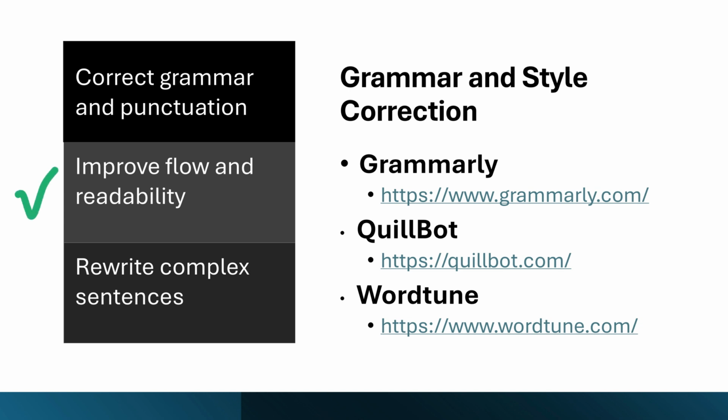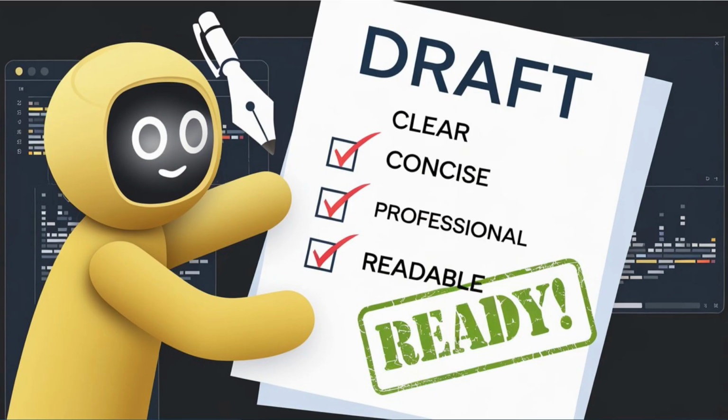Then, they help you improve the flow of your writing. If a sentence sounds awkward or too long, these tools suggest smoother alternatives to make your message more natural and easier to read. And if you've written something a bit too complex or technical, they can simplify or restructure it without losing the meaning. In short, these tools act like your personal editor, helping you clean up and tighten your writing so it's clear, polished, and professional.